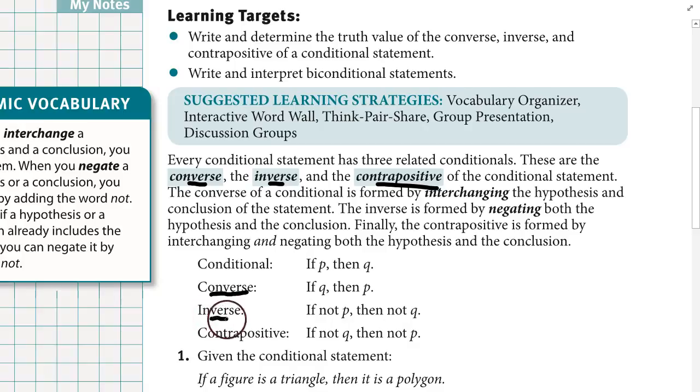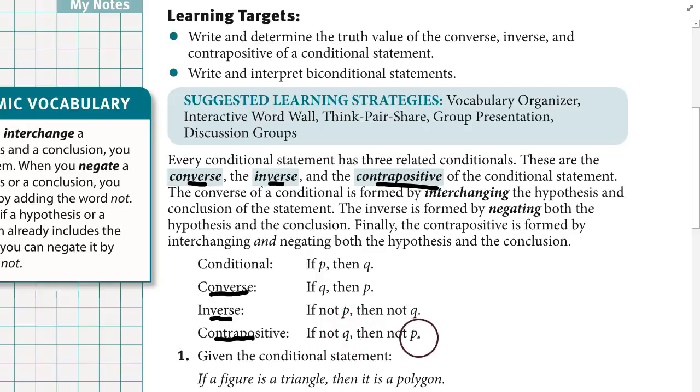To make the inverse, you put the word no or the word not into the sentence, and it would have the pattern if not P, then not Q. And to make the contrapositive, you're interchanging the order of the sentence and putting the word not into the sentence. It would be if not Q, then not P.